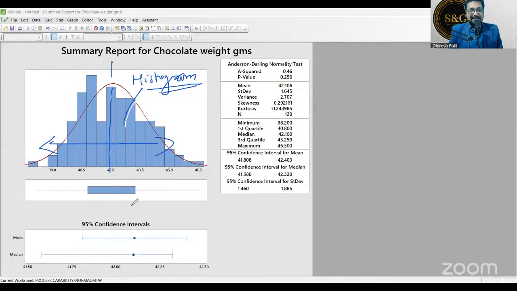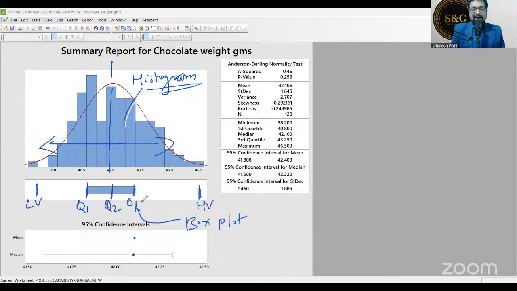This graph is called a box plot. Now, I have not covered box plot, but what I have covered is this. This is the lowest value. LV is the lowest value. This is the highest value. HV is the highest value. This one, you can see here, is called quartile 1. We have learned quartile 1 today. This value is called quartile 2 or median. And this value here is called quartile 3. And the graph which shows everything is called box plot.